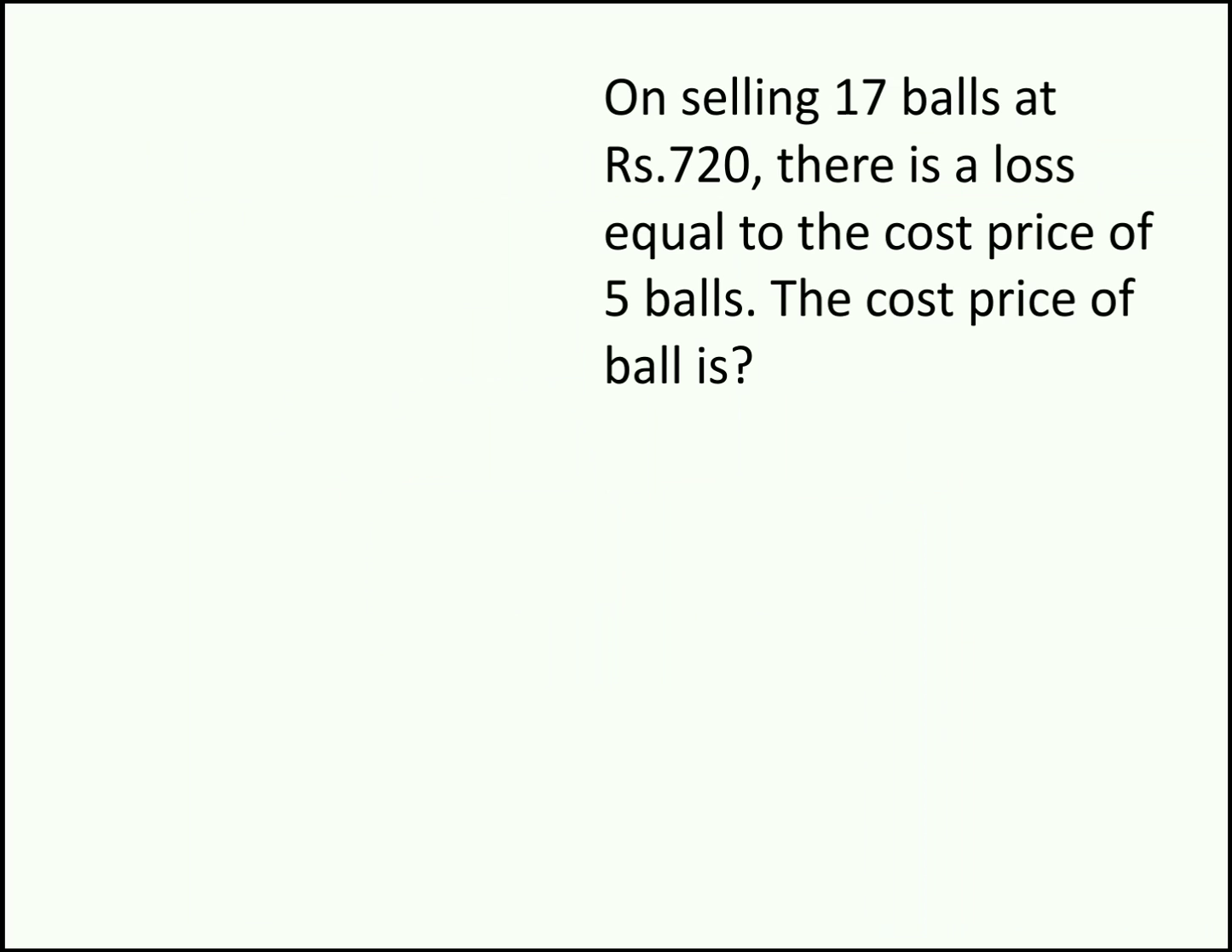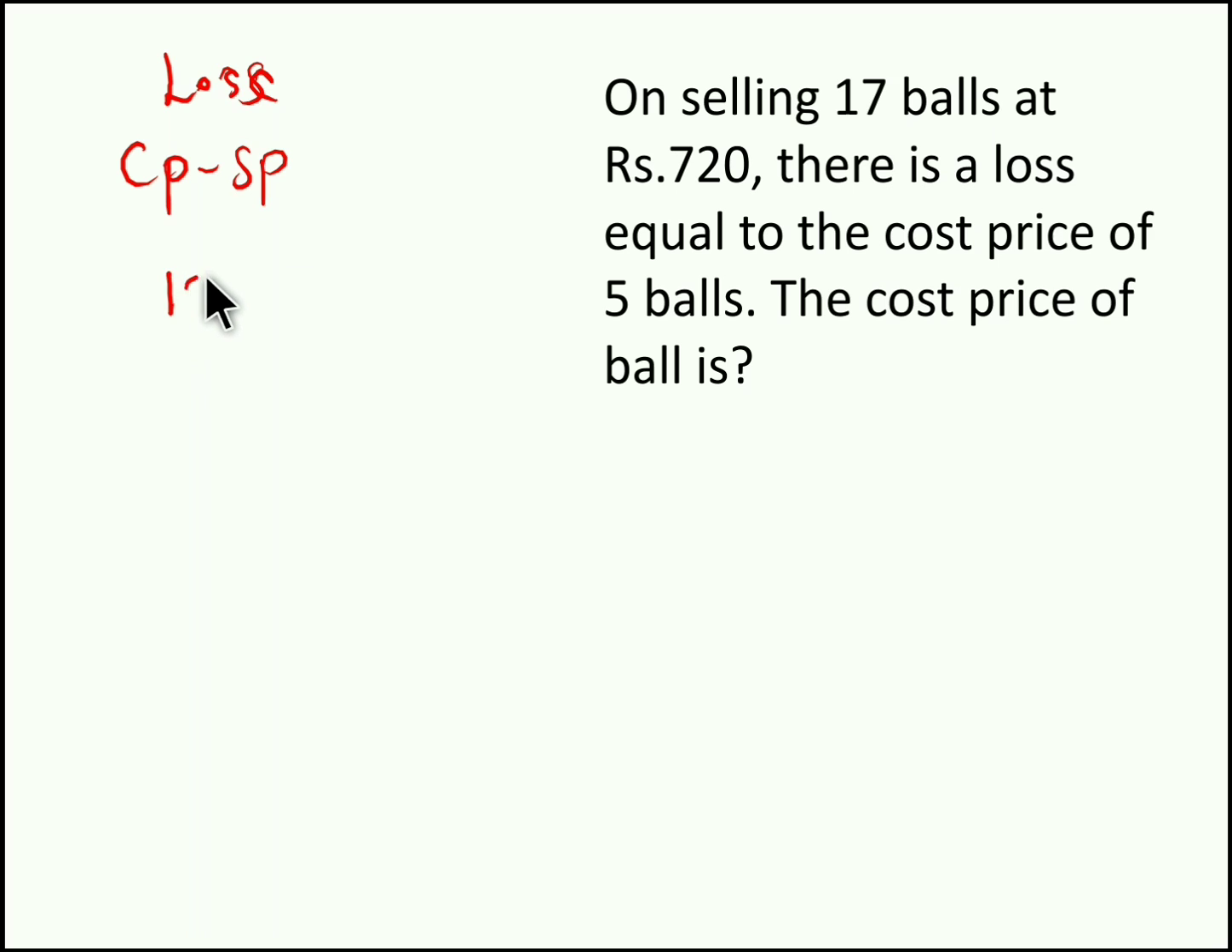On selling 17 balls at rupees 720, there is a loss equal to the cost price of 5 balls. The cost price of a ball is dash. See, one thing you have to keep in your mind before starting to solve any problem on profit and loss is cost price minus selling price. Because in a transaction, when the cost price is greater than selling price, to find the loss, you have to subtract selling price from cost price.